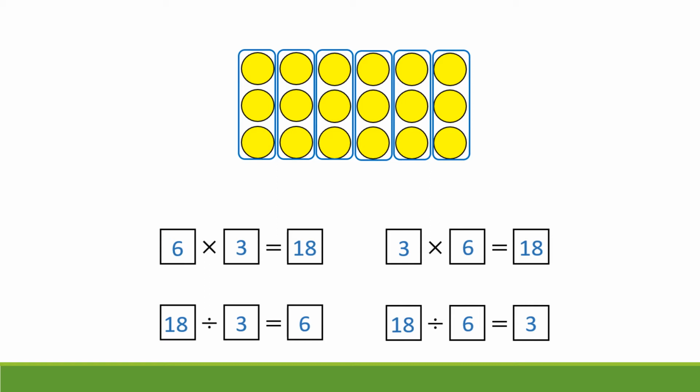And when looking at our related division, we can use 18 shared or divided by 3 equals 6. And we can also say that 18 divided by 6 equals 3. I wonder who got that correct. Well done. If you did, that is absolutely fantastic.